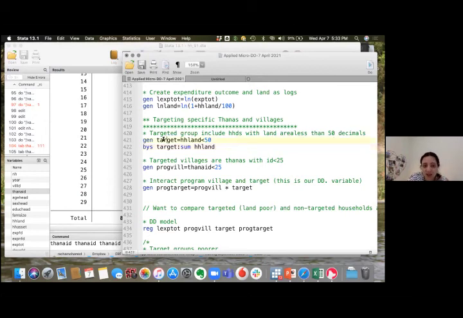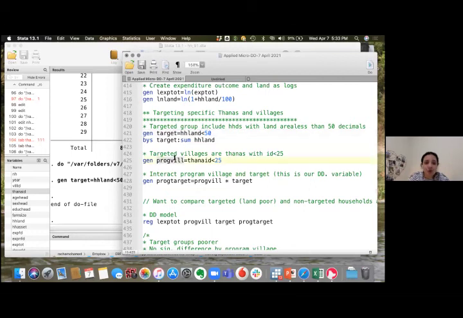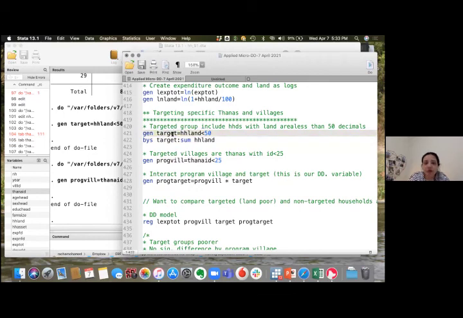So here I will create a variable and call it target. Instead of treated or not treated, I will call it targeted or not targeted, for those whose household land is less than 50. And for STANA IDs that are less than 25, so for villages in those STANAs, I will create a variable called prog village, and it would equal 1 in that situation. So this variable target is instead of treatment and non-treatment, and this variable prog village is instead of year 1 and year 0.